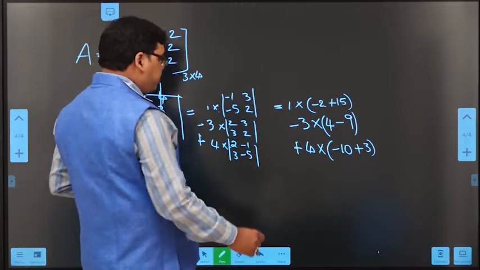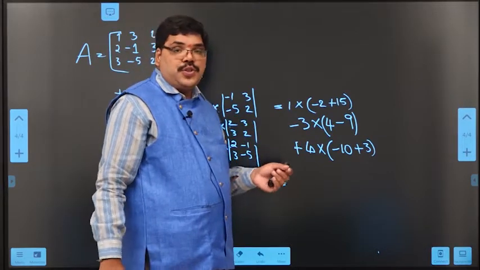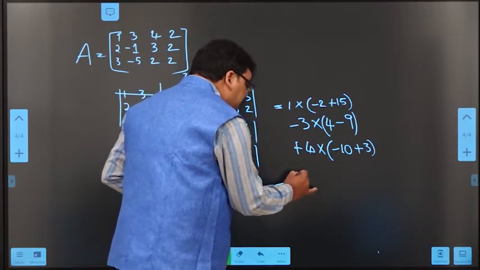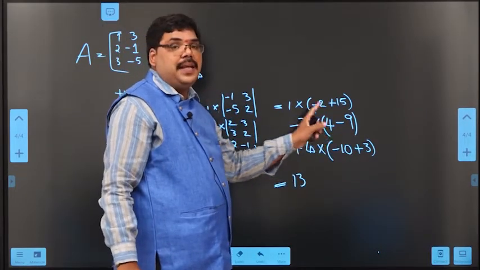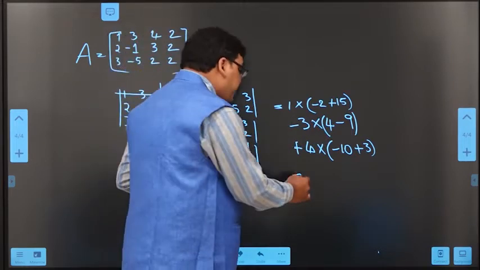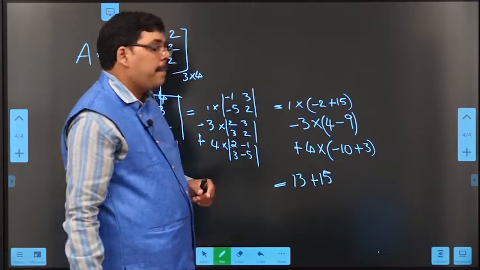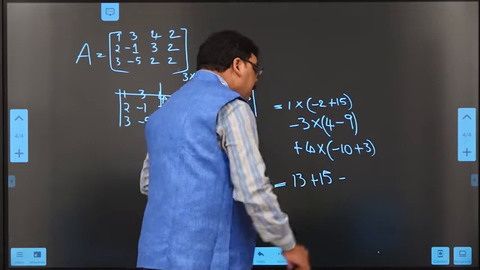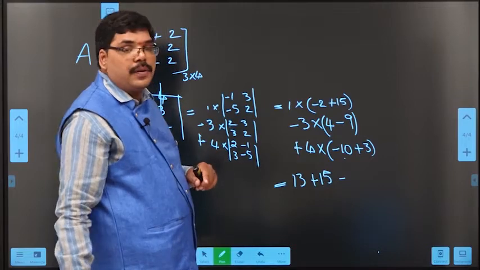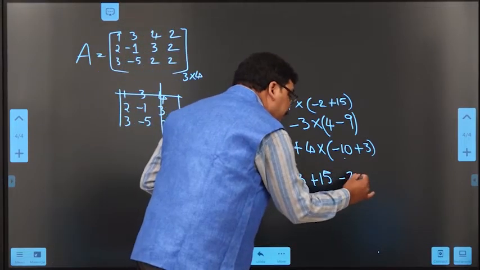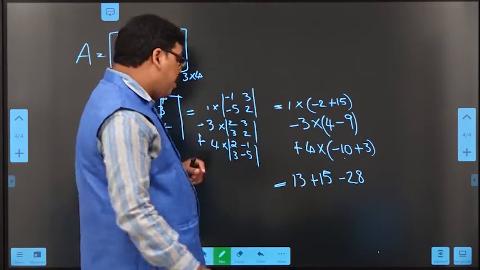Simplify this. 15 minus 2, 13 into 1, 13. 4 minus 9, minus 5 into minus 3, minus into minus becomes plus, 5 into 3, 15, plus minus 10 plus 3, minus 7 into 4, minus 28. So what is the answer? 0.